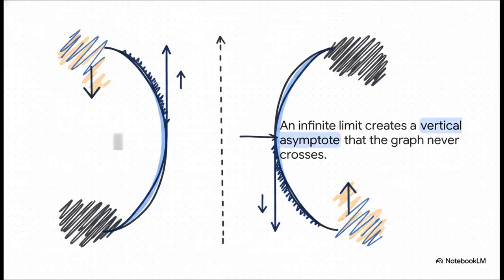When you look at it on a graph, this kind of behavior creates something called a vertical asymptote. It's basically a vertical line that the graph gets infinitely close to, almost like a wall that it can never cross or even touch, as it just rockets upwards or plummets downwards.